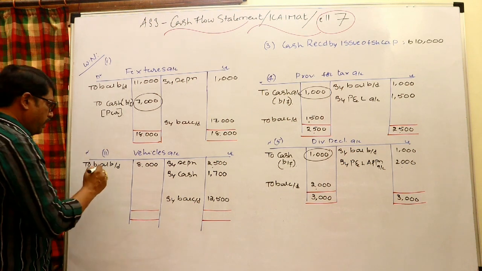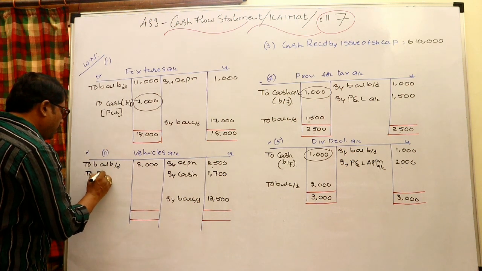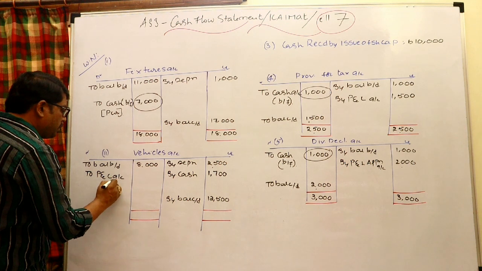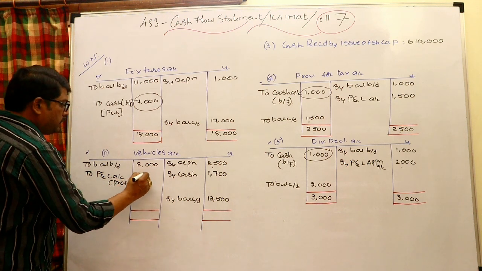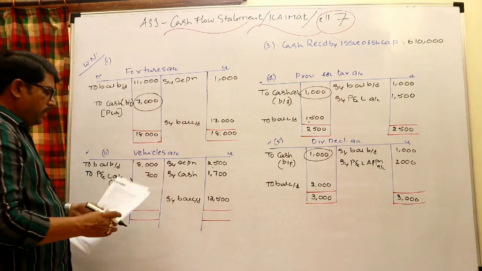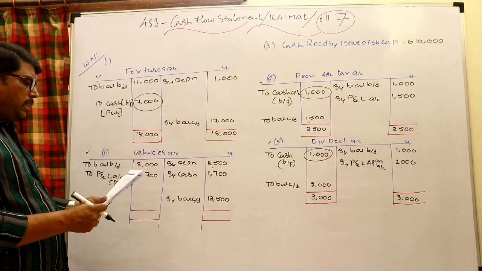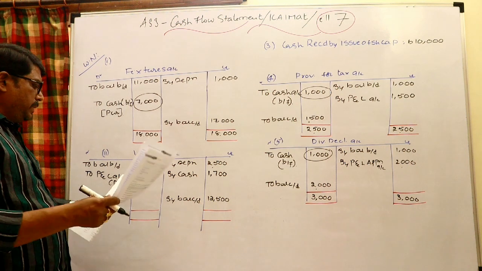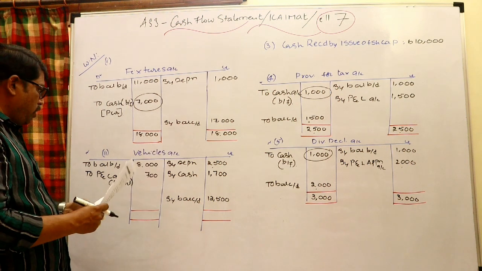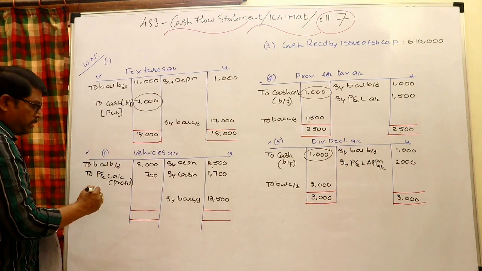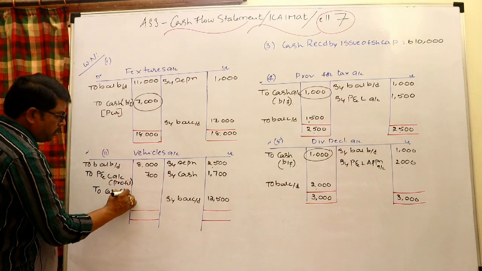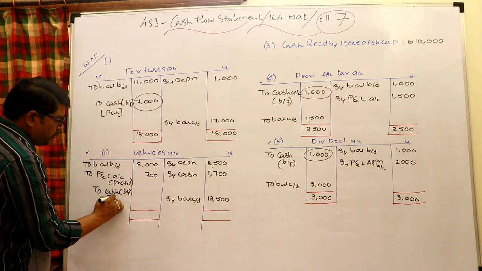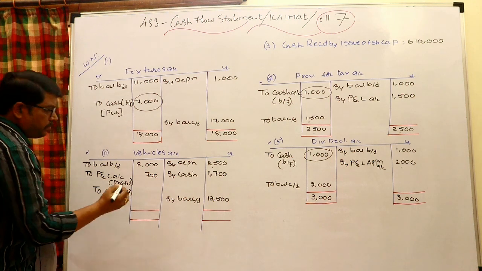Profit entry: asset to P&L, in the asset account to P&L within brackets profit, that is 700. And if both sides are tallied, otherwise the debit side's short missing figure can be called vehicle purchases during this year, that can be known. Vehicle account to cash account, this is a balancing figure which is purchased during this year.